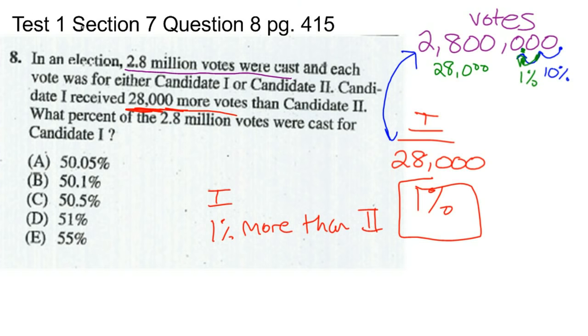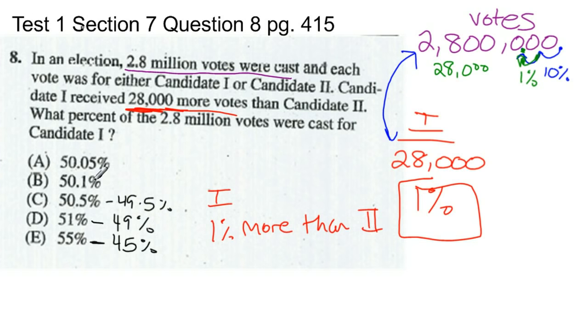Well, let's just think about this. Let's say candidate 1 received, let's start with E, 55% of the votes. That would mean candidate 2 must have received 45% of the votes, simply because the number of votes has to add up to 100%. If we look at choice D, if candidate 1 received 51%, then candidate 2 must have received 49%. And we go to choice C, if candidate 1 received 50.5%, then candidate 2 must have received 49.5%.